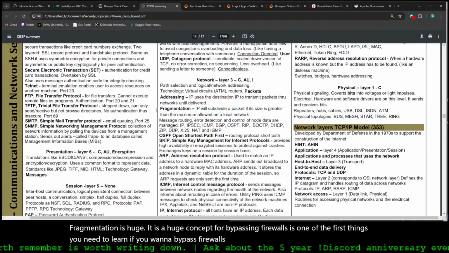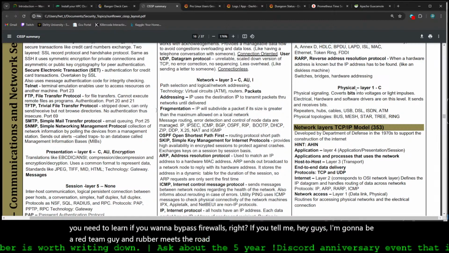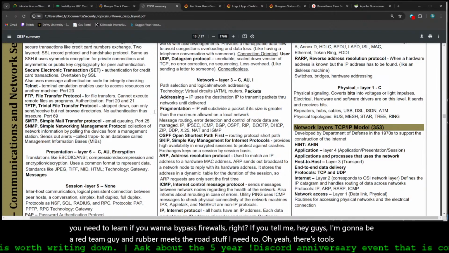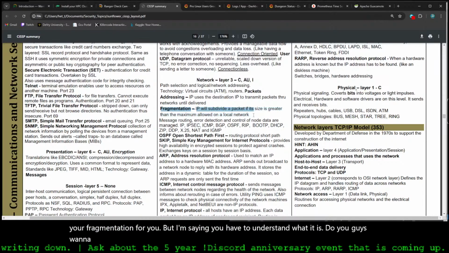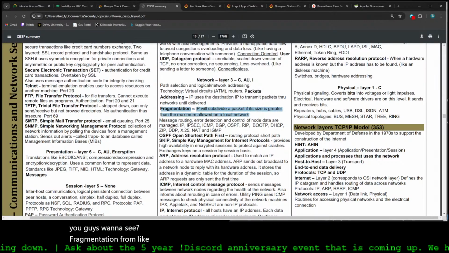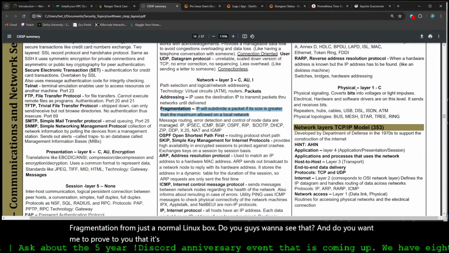If you tell me, hey guys, I'm going to be a red team guy and rubber meets the road stuff, oh yeah, there's tools that'll do your fragmentation for you, but I'm saying you have to understand what it is. Do you guys want to see fragmentation from just a normal Linux box? Do you want to see that? And do you want me to prove to you that it's happening? All right, we could do that.